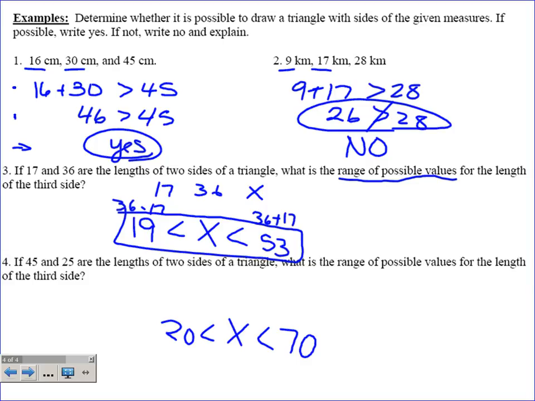If you subtract the two numbers, 45 minus 25 is 20. If you add them together, 45 plus 25, 70. It's really just that easy. Your range is between 20 and 70, which is a huge range for what your possible lengths could be.